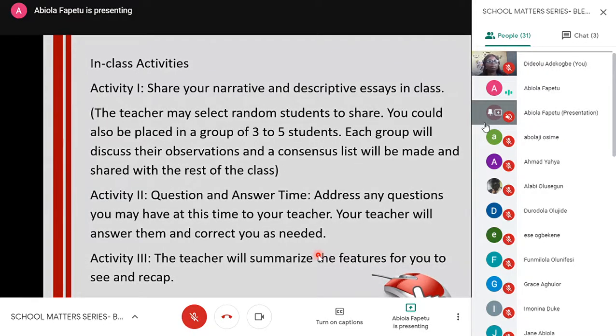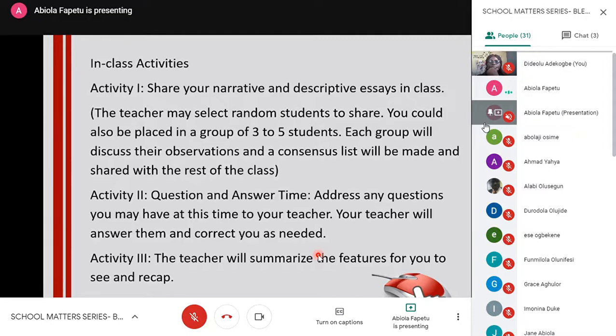So we now have the in-class activity. This is different from the learner-centered activity. So in activity 1 for in-class, the students will prepare to share their narrative and descriptive essays in class. They've already written it. So they have come now to show what they have written. The teacher may select random students to share. You could also be placed in a group of 3 to 5 students. Each student will discuss their observations, and a consensus list will be made and shared with the rest of the class.